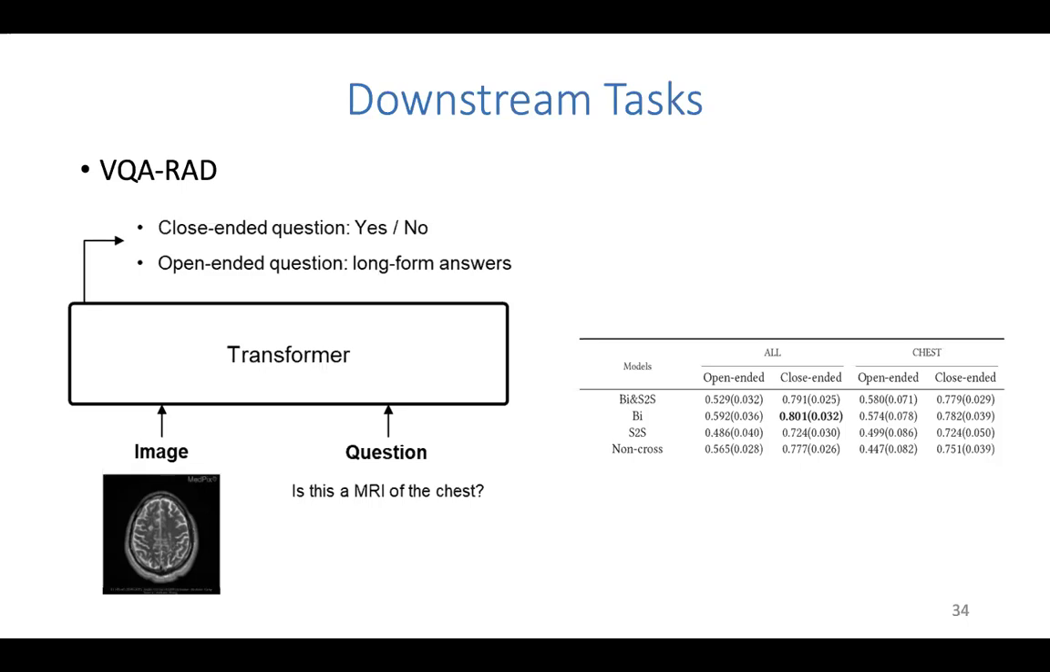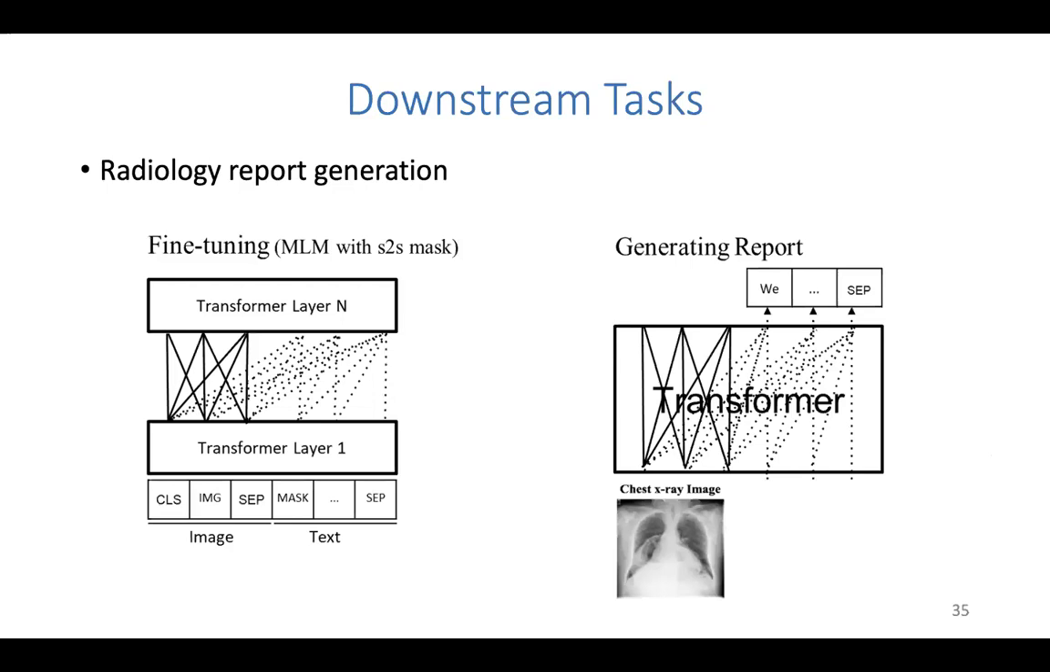Unfortunately, there is no qualitative example here, but there are some more qualitative examples in the radiology report generation. In the report generation, you simply fine-tune the model to perform repeated mask prediction. Given an image, you try to predict the first mask, then replace the mask with the predicted token, then predict the next mask, and replace it with the predicted token, and so on and so forth. That's how you can generate radiology reports.